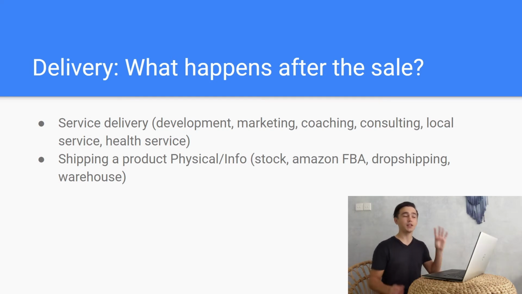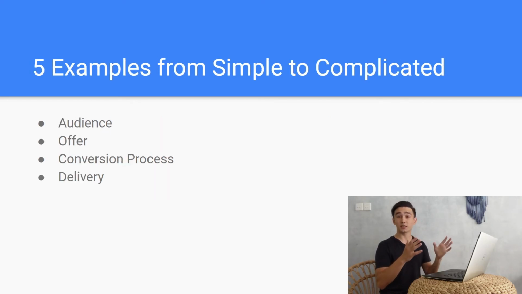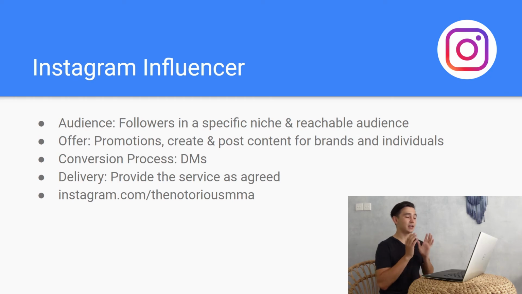Now that you know what these 4 parts are, I'm going to show you 5 examples of real life companies and how they are using these 4 parts that I just presented to you. The first one is going to be an Instagram influencer, and I chose the example of Conor McGregor. His Instagram handle is The Notorious MMA, and his audience are his followers in his specific niche and the reachable audience. If he creates content, then all the people who see it are his audience.